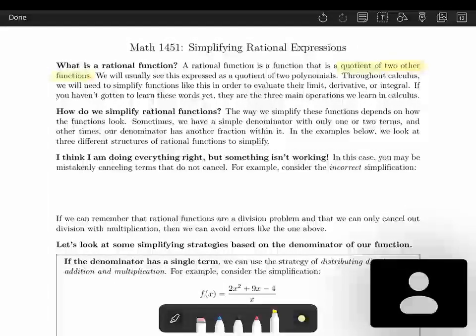So how do we simplify rational functions? The way we approach this depends on how the functions look. Sometimes we have a denominator with one or two terms, and other times our denominator has another fraction within it. So we're going to consider these three cases: when our denominator has a single term, two terms, or if our denominator has something that's a little more complicated, such as another fraction.